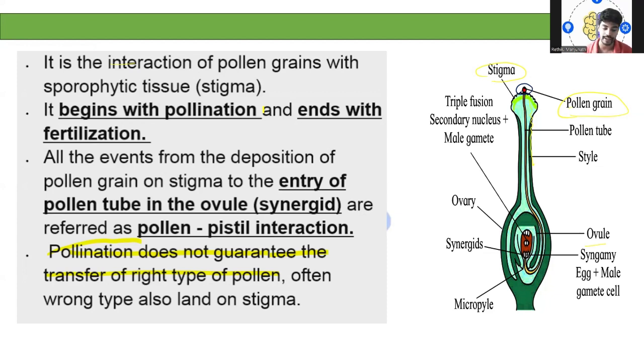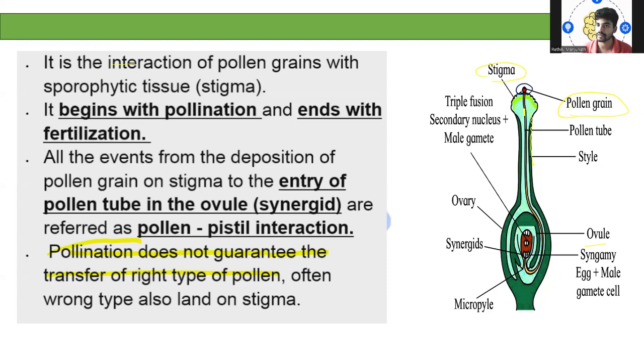So we can call it foreign, that is, from other species. Once it has not been recognized, obviously pollination will not happen. Once they are not recognized, the pollen grains will be rejected from the stigma, so fertilization will not happen. Once the fertilization happens, as you can see, they get entered.